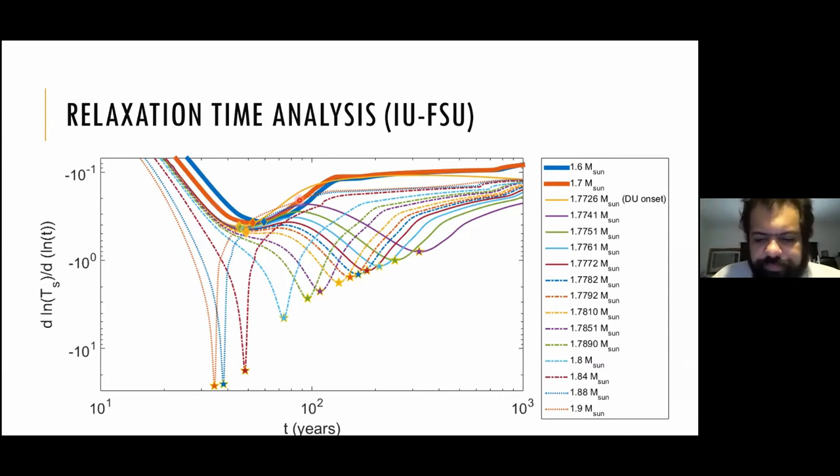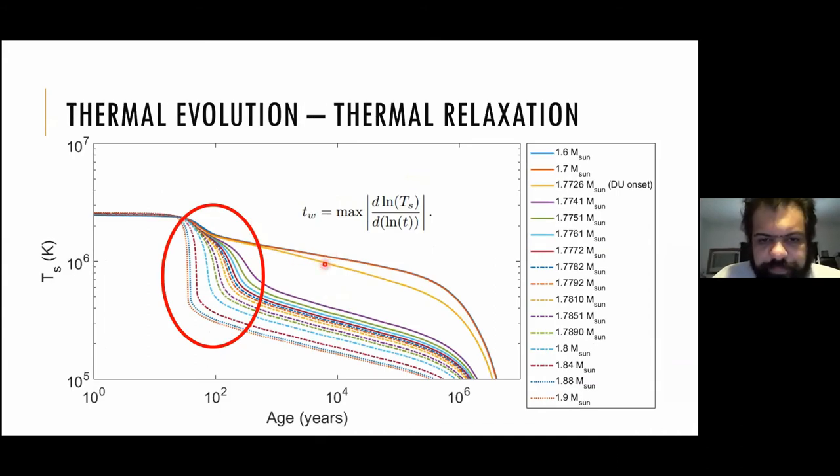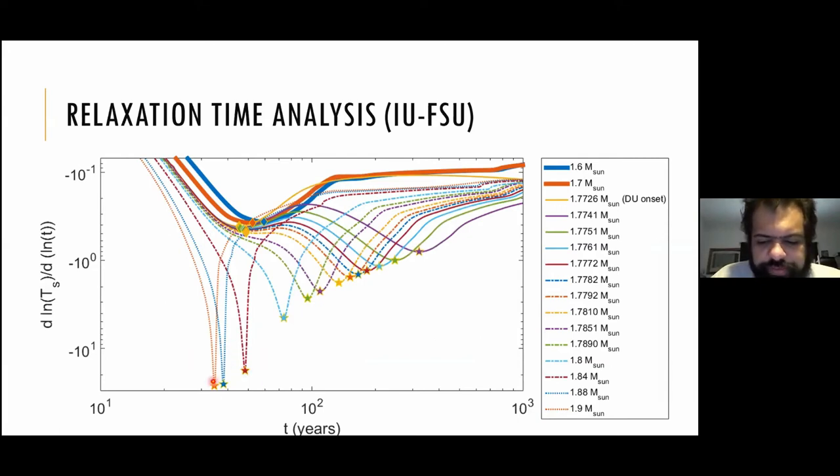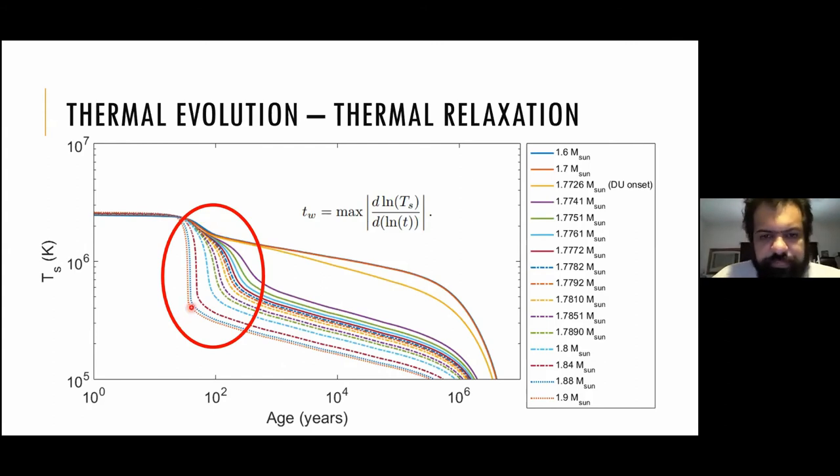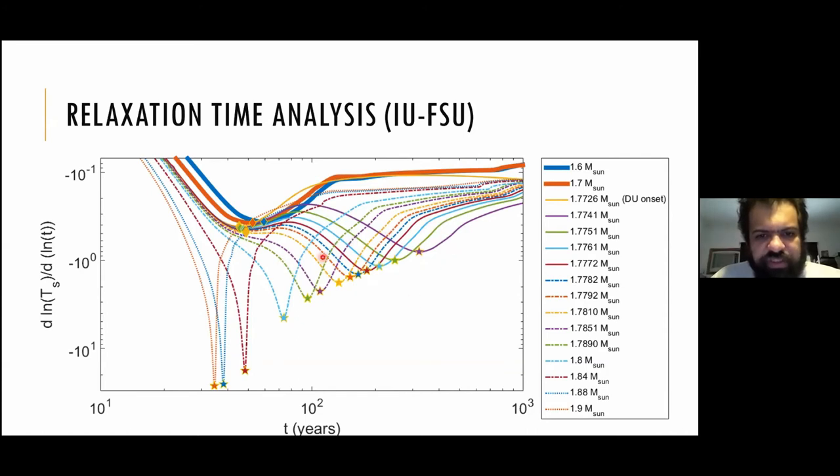These thick lines here represent the slow cooling stars. These here represent the fast cooling stars. And all of these here represent stars with a very, very similar mass, just above the onset. What we saw is that the relaxation time, which was already known, is a little bit longer for low mass stars and a little bit shorter for high mass stars. You can see this here, here and here. But for stars just above the onset, we have this very large relaxation time, maybe up to 300 years, which is a lot, at least for these studies.